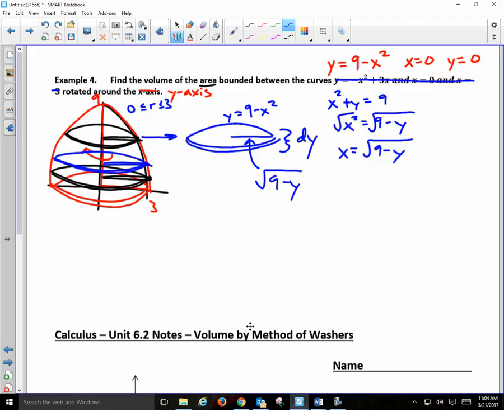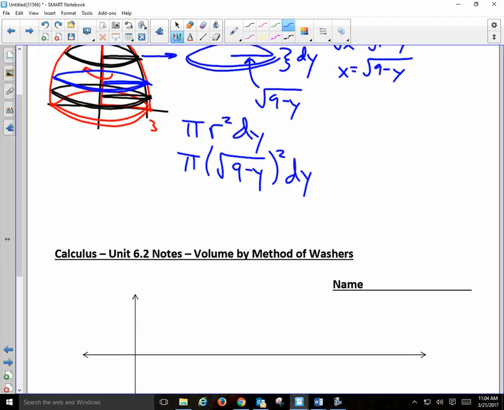Well, let's find an expression for the volume of this disk. The volume of the disk would be the area times the width. And the area is pi r squared, and the width is dy. So I have pi times the square root of 9 minus y, squared, dy. That's the volume of one of those disks.